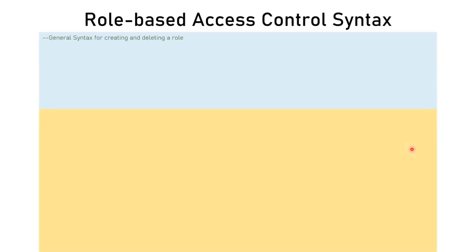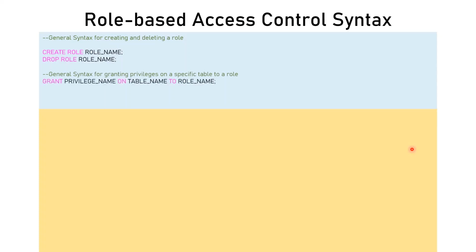So the general syntax for creating a role is create role, and then the name of the role that you want to use, anything. Similarly, for dropping a role, you can simply write drop role and then the name that you have used to define that role. Next, if you want to grant privileges on a specific table to a role, you can simply write grant privilege name on table name to role name. Now, in this whole statement, let's see what each of these parts mean.